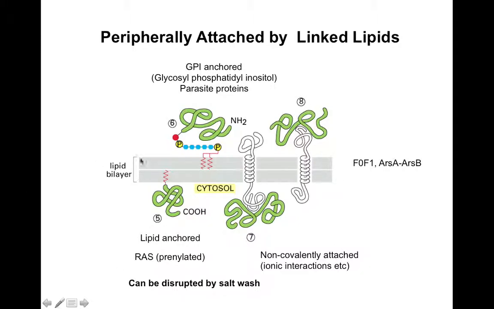So here you can see a lipid anchored protein. There are non-covalently attached proteins which are attached solely through ionic interactions. Therefore, you don't need a detergent to disrupt the lipid bilayer to remove these proteins. They can usually be disrupted by a salt wash.